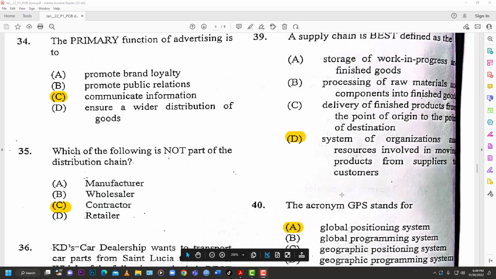34. The primary function of advertising is to, C, communicate information. That's the only reason you advertise, to communicate information, right? You tell them the price, the product, where you're located, what you're about, that kind of stuff. So C, communicate the information, is the primary function of advertising. People need to know about your item, your good, your service.